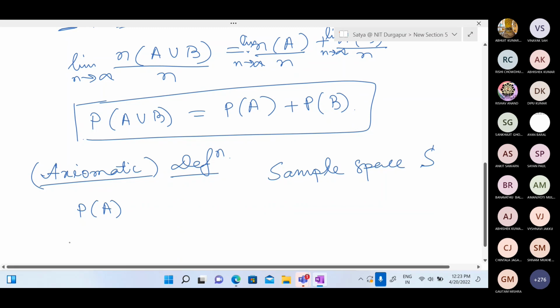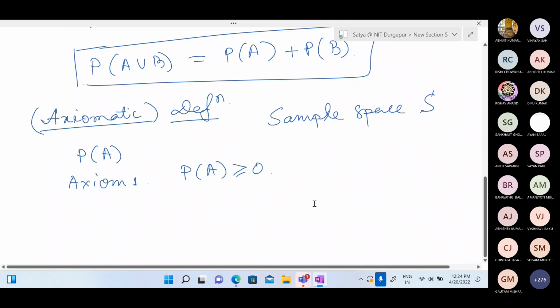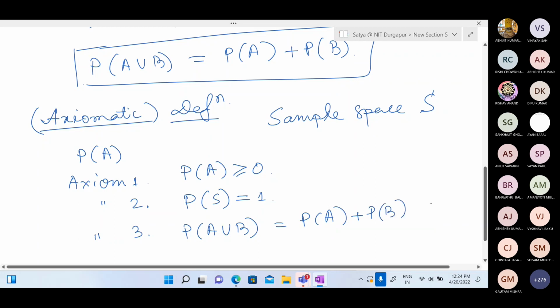Axiom 1: P of A is greater than or equal to 0. This should be satisfied. Axiom 2: P of S, if we take the whole space, should be 1. And number 3: P of A union B equals P of A plus P of B if A intersection B is empty. These three conditions should be satisfied for a finite sample space.